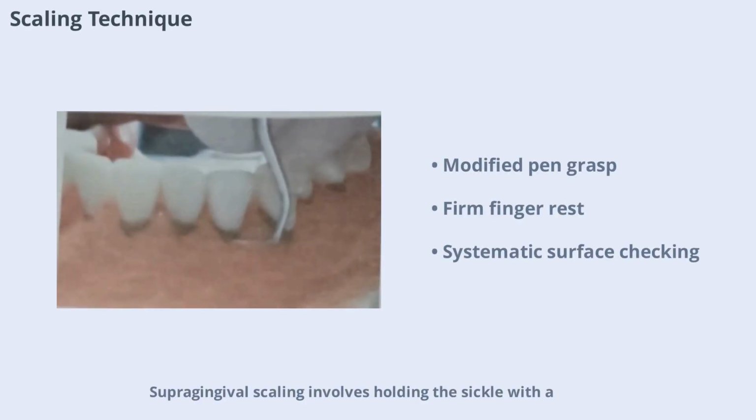Supragingival scaling involves holding the sickle with a modified pen grasp and establishing a firm finger rest. The blade is adapted at an angle slightly less than 90 degrees to the surface being scaled. Short, powerful, overlapping strokes are activated coronally in a vertical or oblique direction. The 10 commandments of supragingival hand scaling emphasize direct and indirect vision, proper adaptation, and systematic checking of all surfaces.